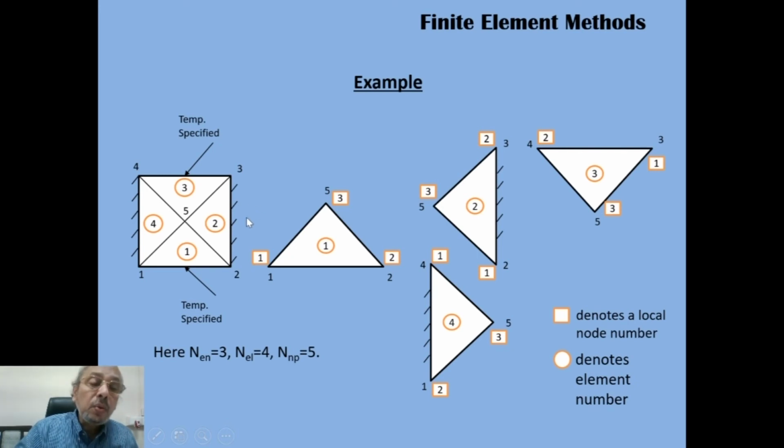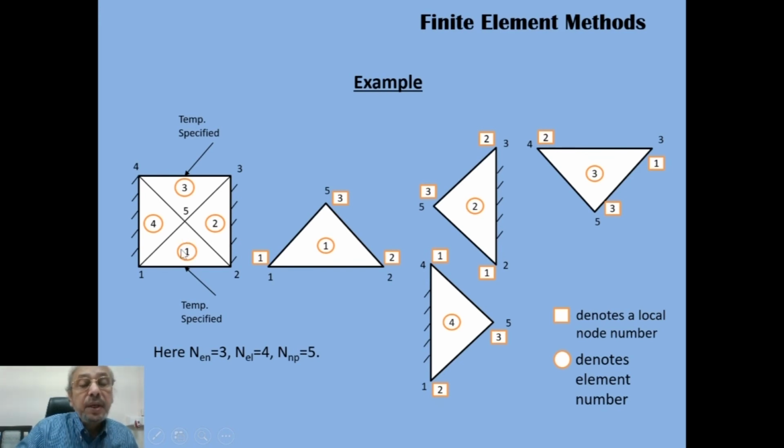And global nodes, first let us understand. This is obviously globally node 1. This is globally node 2. This is globally the 3rd node. This is globally the 4th node. And this is globally the 5th node. So in the overall geometry, we have only these 5 global nodes: 1, 2, 3, 4, 5.